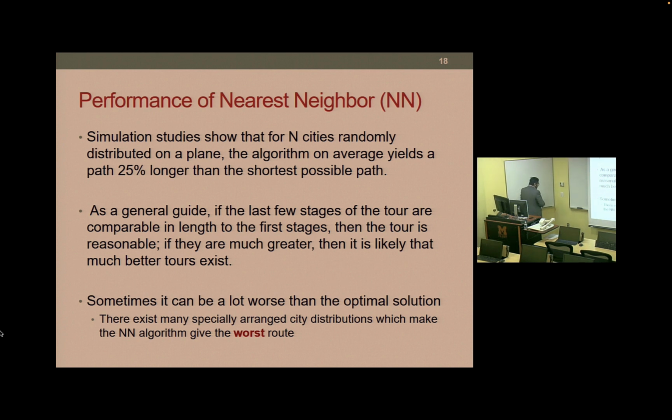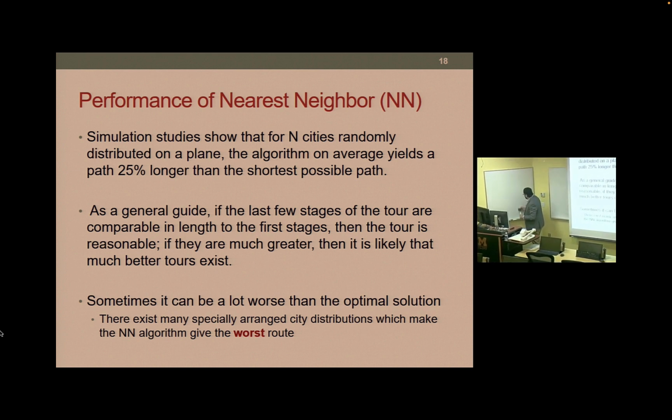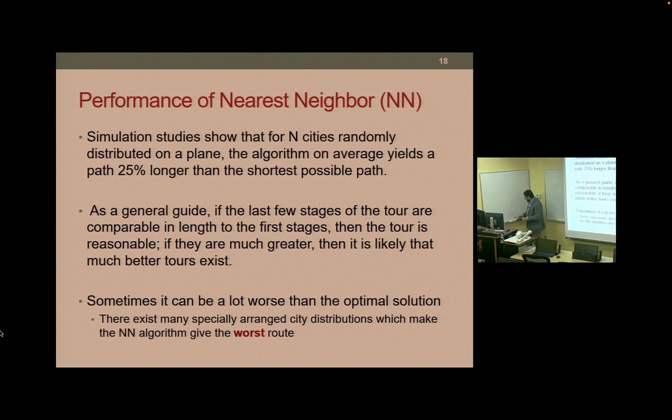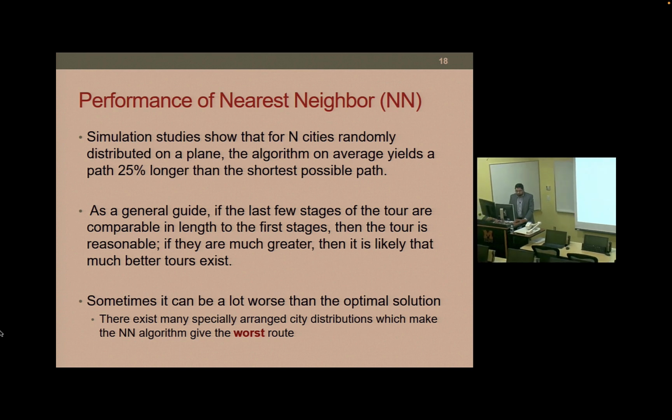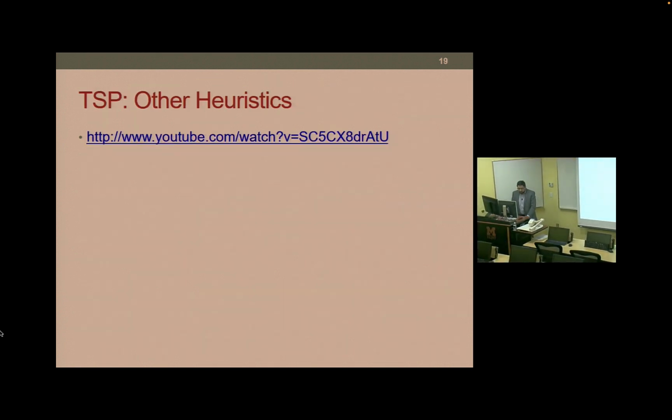So there are situations like this, and you can detect that. If nearest neighbor gives you the zigzag route, you can see that the initial legs are very small, and the last leg is very long. So you know it's not a very good solution. It can give you poor solutions. Let's look at some other heuristics.